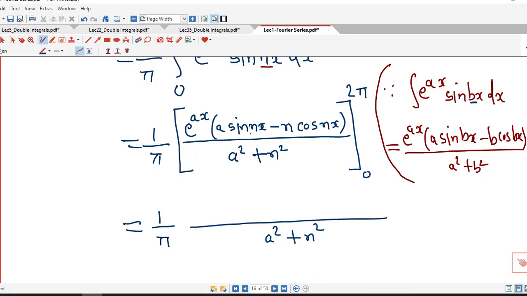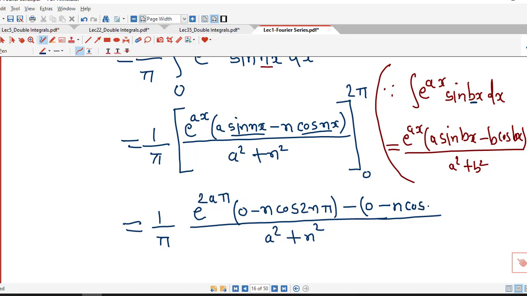For x equal to 2 pi, sin 2n pi is 0, and here we will have cos 2n pi. E raised to x is 2 pi, so here we have e raised to 2a pi. This is 0 minus n into cos 2n pi. This is for x equal to 2 pi. Minus, when x is 0, e raised to 0 is 1. Sin 0 is 0, so 1 into bracket 0 minus n times cos 0, which is going to be 1.